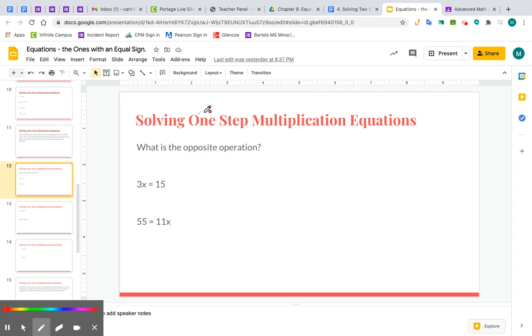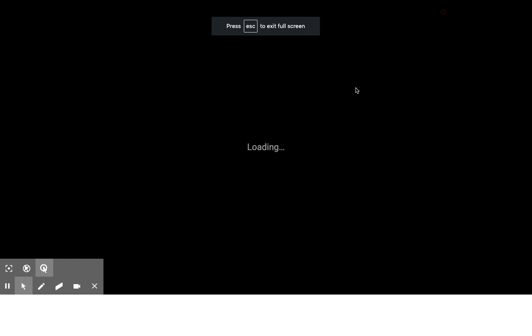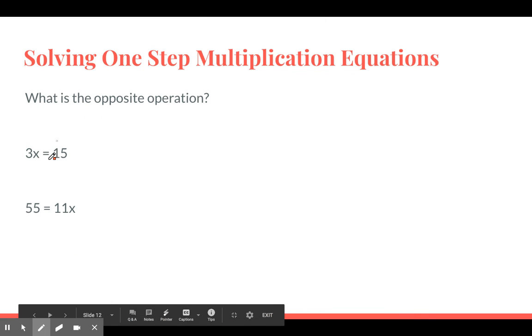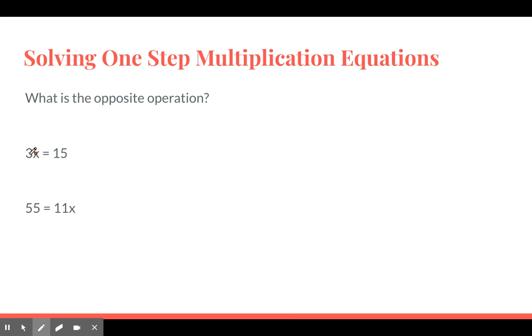All right, so solving one-step multiplication equations. Just like adding and subtracting, when we did the opposite operation, we're going to do the same thing. Remember that when we have a number next to a variable, that means multiply. So we're going to do division. We would divide by 3 on both sides. 15 divided by 3 is 5, so x equals 5.